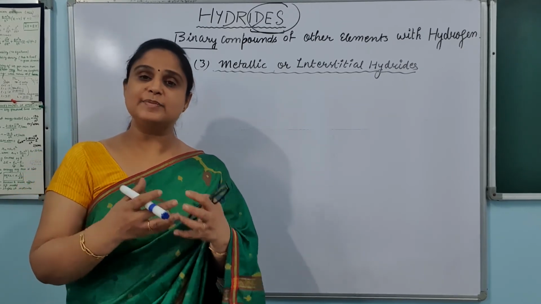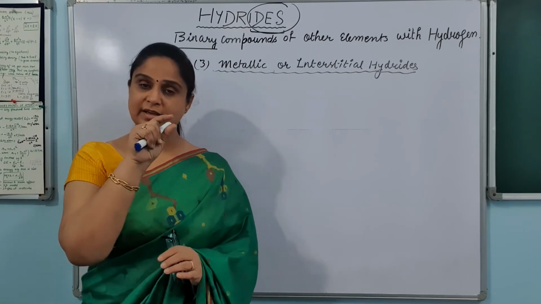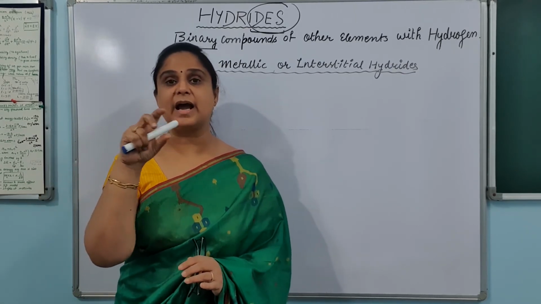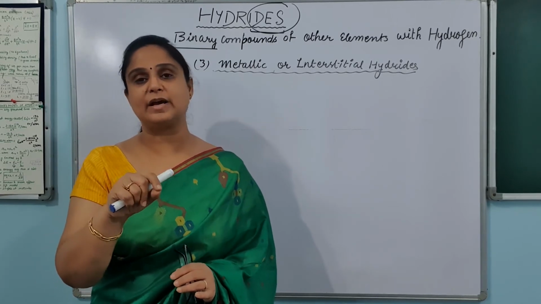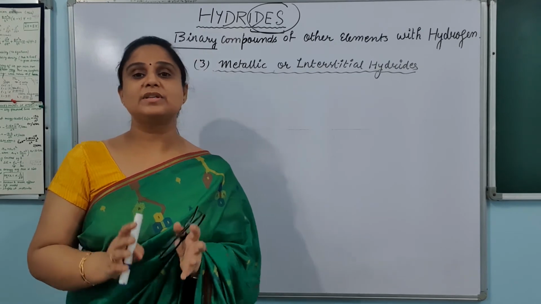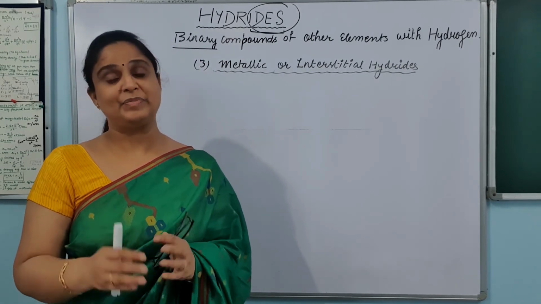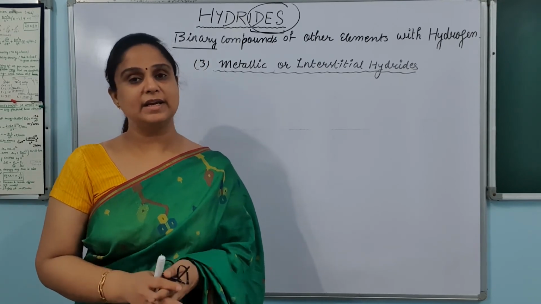And in these particular hydrides, what happens is, in the crystal lattice, we know that there are gaps between the atoms, interstitial gaps. In these interstitial gaps, hydrogen atoms are found, and nobody knows how they are connected with the metal, but they are found in the interstitial spaces. That is why these hydrides are known as interstitial hydrides.